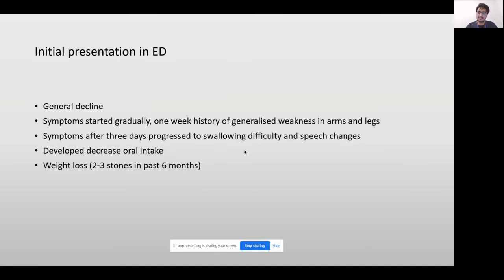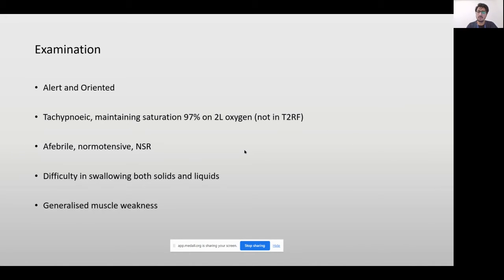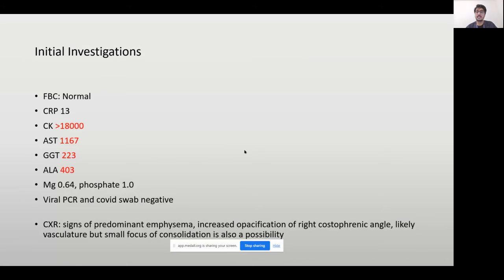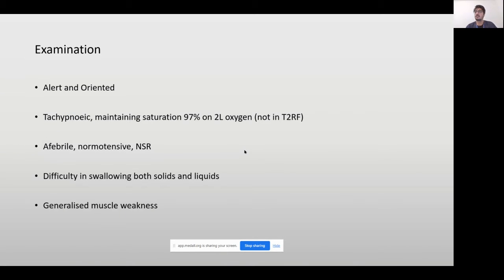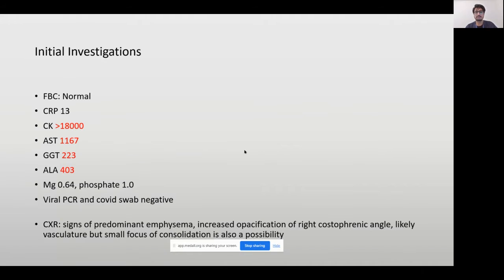So he was initially assessed by the ED team. On examination, he was alert and oriented. He was maintaining sats, but he was requiring 2 liters of oxygen. He was afebrile. He had difficulty swallowing both solids and liquids, and there was generalized muscle weakness. So till now, as you can see, there's nothing neurological that should be coming in.